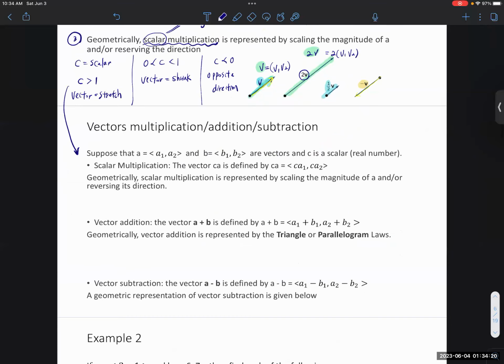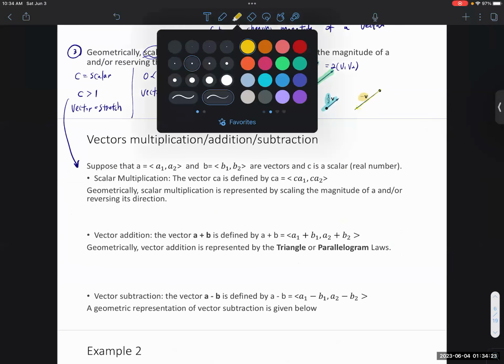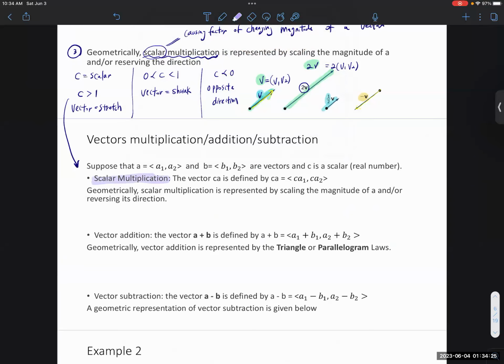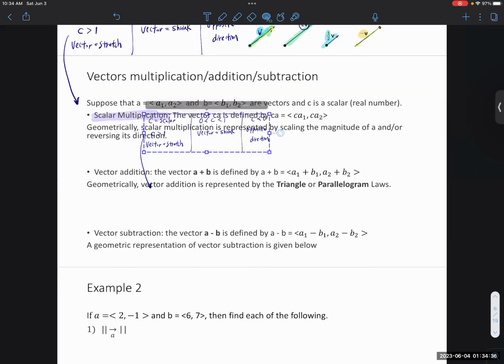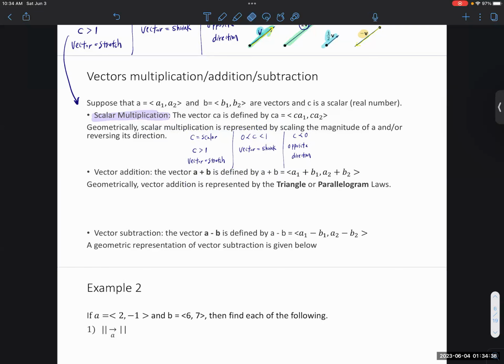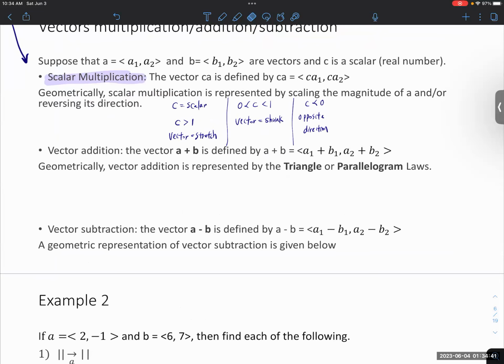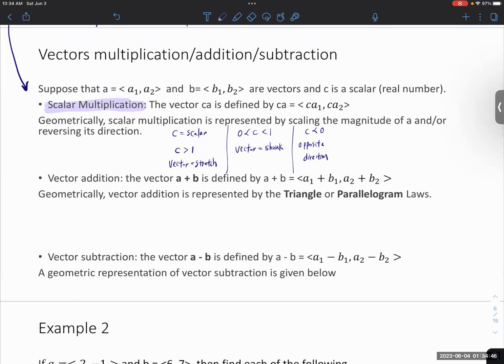Okay, so if you multiply by a scalar, you're going to have a different length. So I'm going to copy this and paste it here one more time. This is exactly what we just found out. And then let's think about adding and subtracting. So in this slide, we are talking about the multiplication part, the addition and subtraction part. What if you add, subtract, or multiply vectors?